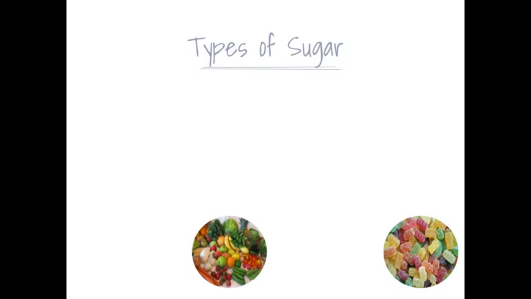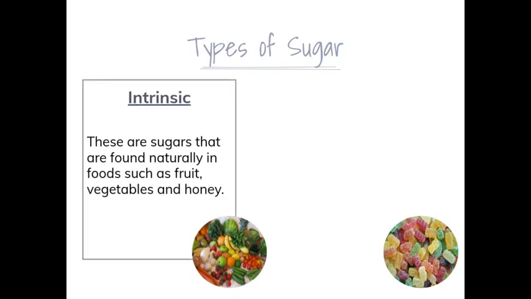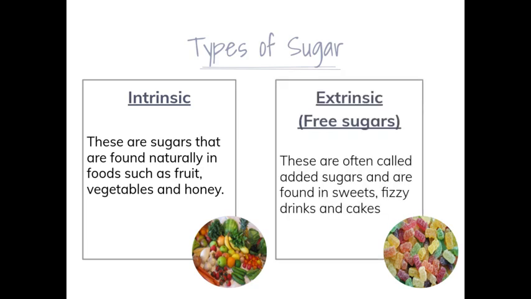So the sugar in fruit and vegetables is intrinsic sugar. It's already in there. They're already naturally found in the food. Whereas the refined sugar or free sugars are extrinsic sugars. They're added to products to make them taste sweeter.